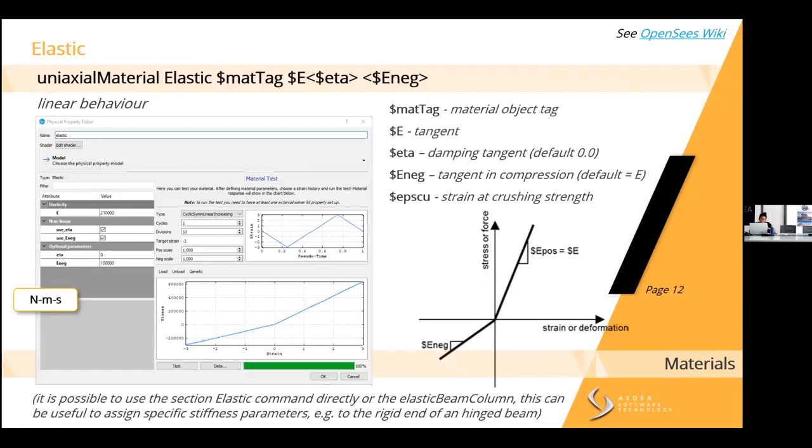The most basic uniaxial material is the elastic one, which models a linear behavior. For every material, as I said, we have the interface in STKO and the parameters that you have to enter to create them. It is possible to use the section elastic command directly on an elastic beam column element. For example, if you have a hinge beam and you're trying to model concentrated plasticity and you want to assign an infinite stiffness to one end of the beam, then you can use the elastic material to model just that specific stiffness.